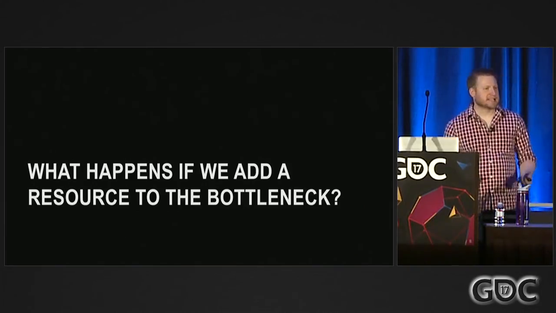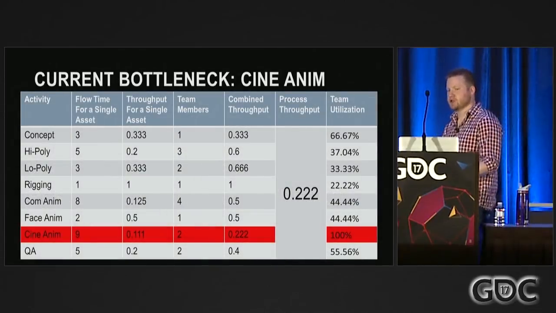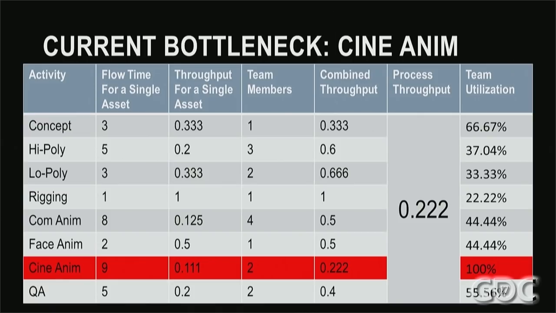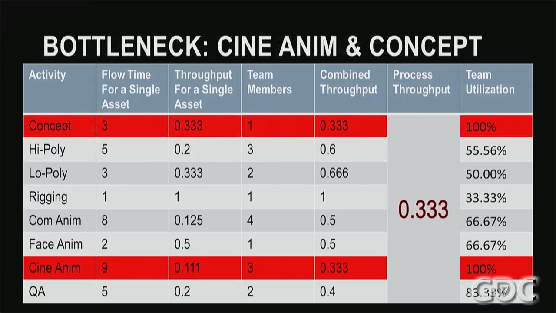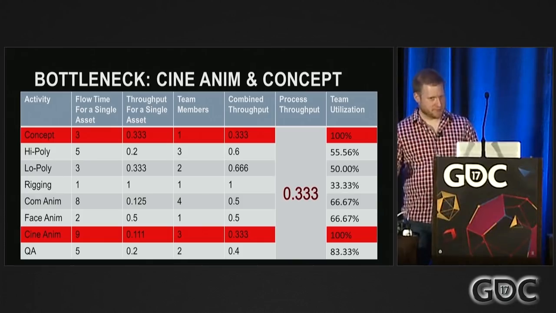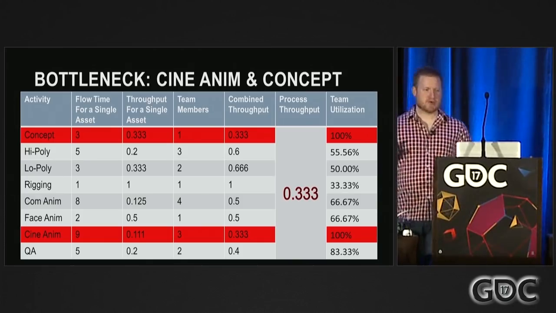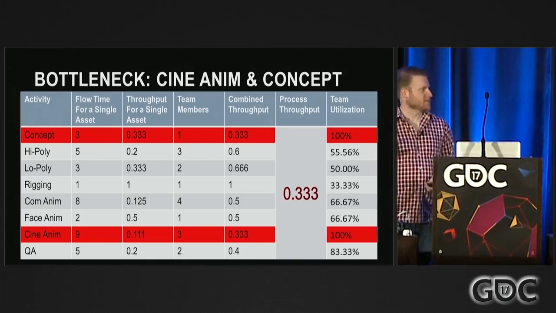So now what happens if we start adding some resources? So here's our chart. Cinematic animators are the bottleneck, and I'm going to add one cinematic animator. Now two things have happened. One, our throughput has gone up to a third of a character per day, so we're going a little faster. But now we have two bottlenecks. We have two resources that are 100% utilized by this process flow.